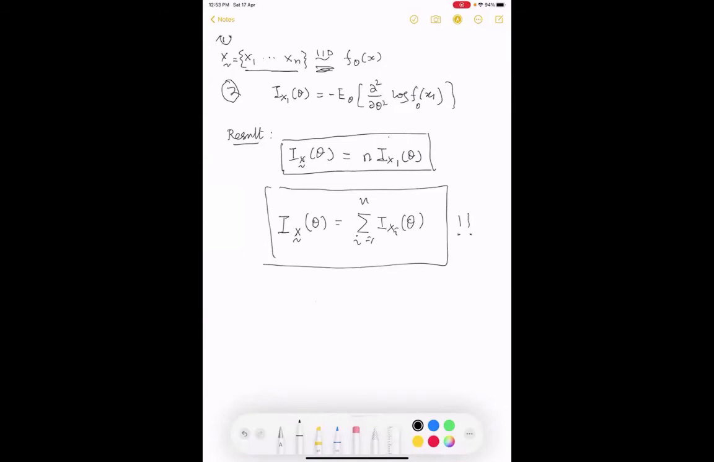What I'm saying is, if I say identical, that means X1, X2, ..., Xn are identical random variables. They have exactly identical distributions. Then I_X1(theta) and I_X2(theta) are the same. Everything really depends on this distribution. If the distributions are identical, then the information the variables carry will be identical. Same information, exactly. So it's just n times I_X1(theta).